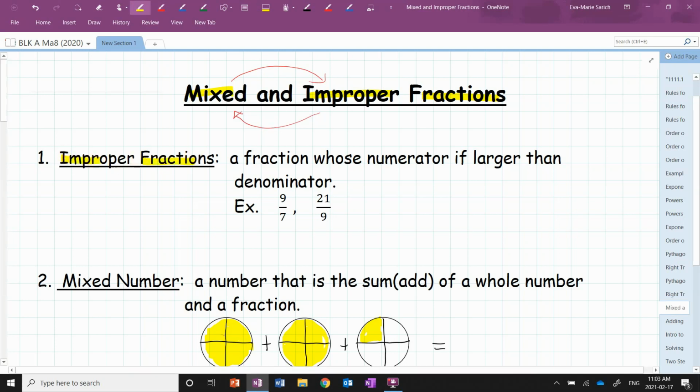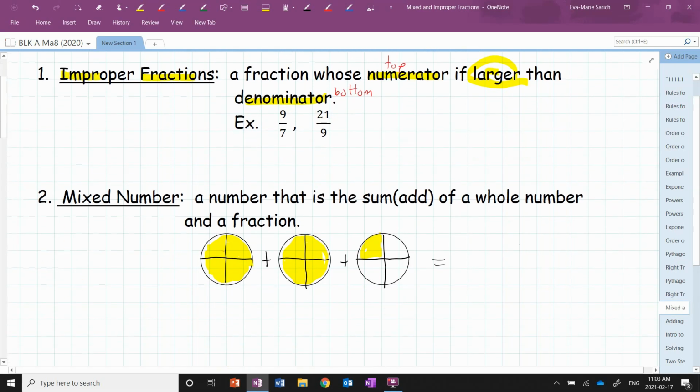So an improper fraction is a fraction whose numerator, remember the numerator is the top, is larger than the denominator. And remember, the denominator is the bottom. So here are a couple of examples. 9 at the top is bigger than 7 at the bottom. That makes it improper, right? 21 at the top is bigger than 9 at the bottom, so that makes it improper. So those are two examples of improper fractions.